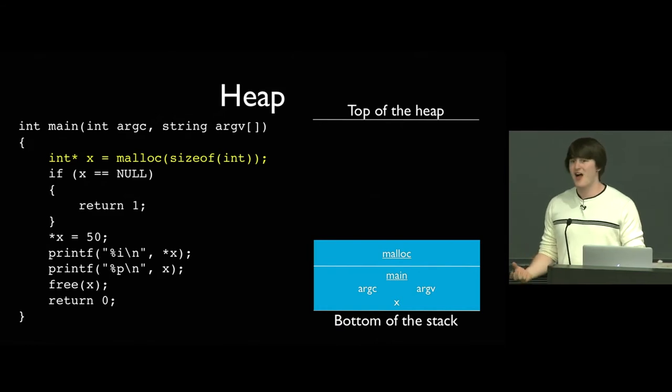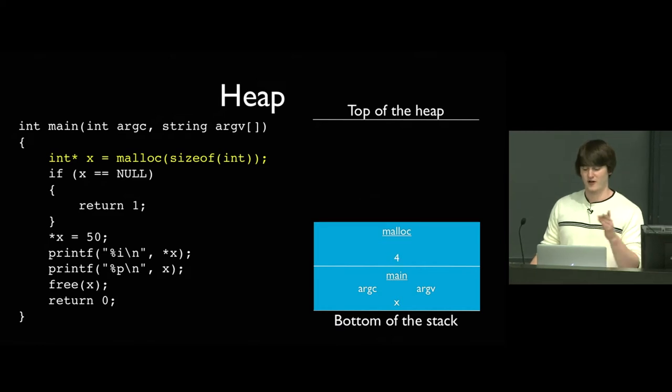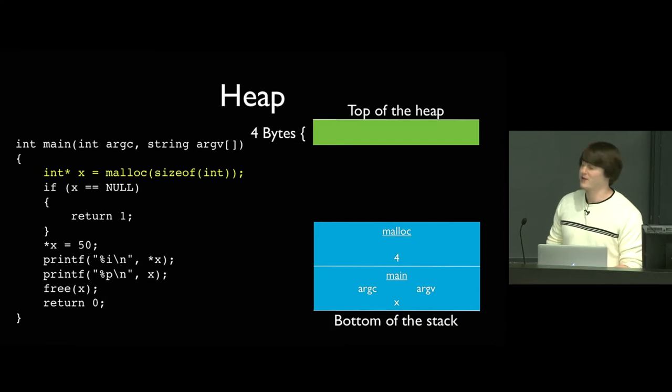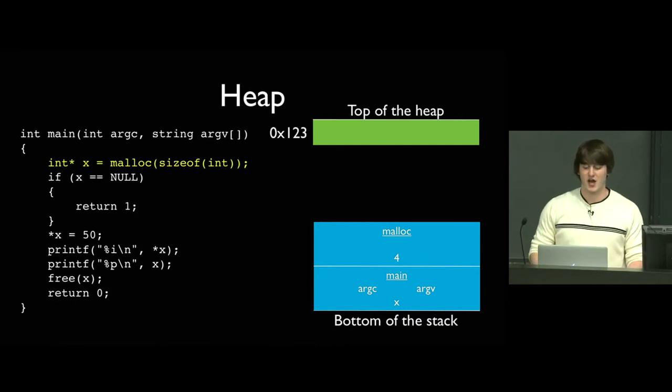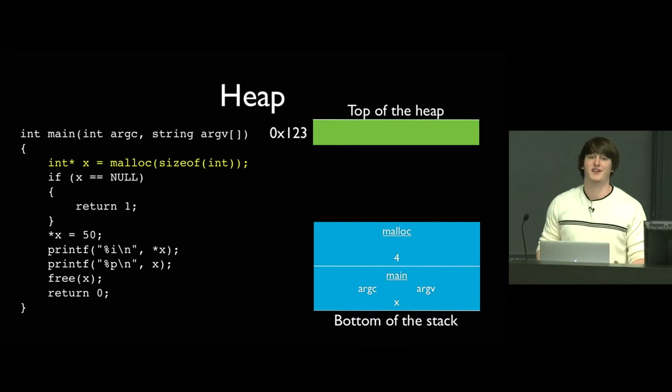What are we passing to malloc? That's going to go inside of the stack frame. We're passing size of int, which is 4, and that is passed to malloc. Now, what does malloc do? It grabs us some space on the heap. So we're going to go to the heap, and we're going to grab 4 bytes from the heap. Let's just give that an arbitrary address, 0x123. Let's pretend that is an address that is on the heap.